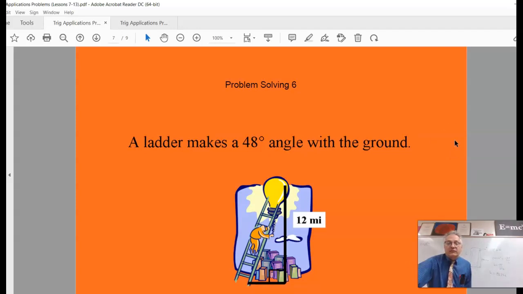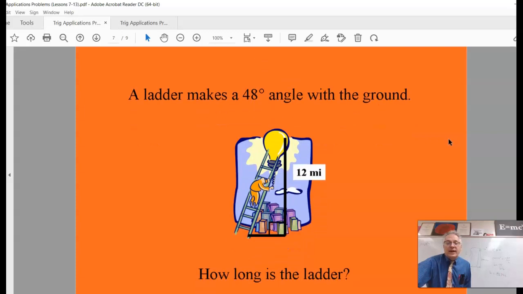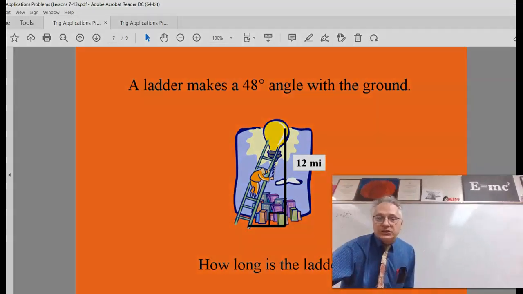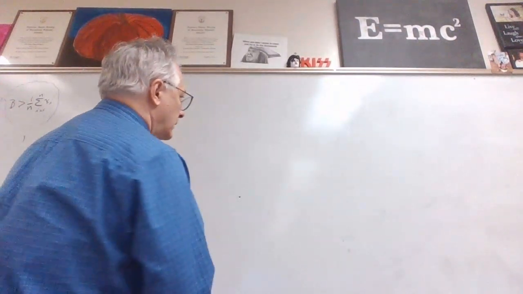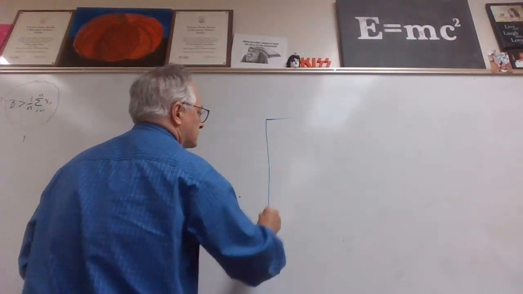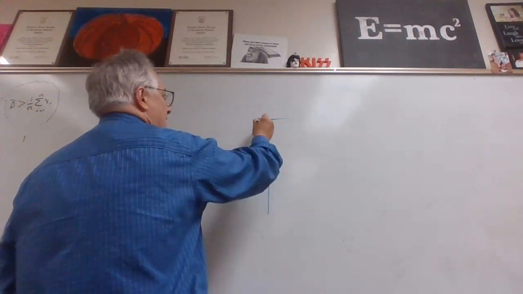A ladder makes an angle of 48 degrees with the ground. How long is the ladder? It's a pretty long ladder if the height it hits is 12 miles above the ground, but let's solve it anyway. Silly problem. Trying to climb to I don't know where. So let's sketch this. All right, we have a building that apparently is 12 miles high.